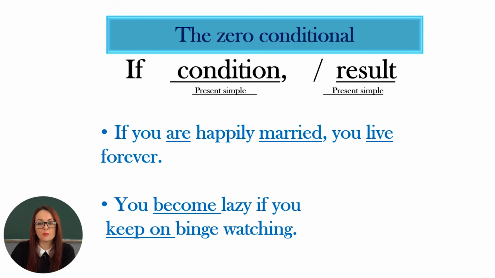There are several types of conditionals. We are going to start with the zero conditional. The conditional clause predicate in the zero conditional is at present simple. The result clause is at present simple as well. Grigory said, "If you are happily married, you live forever." Another example could be, "You become lazy if you keep on binge watching."